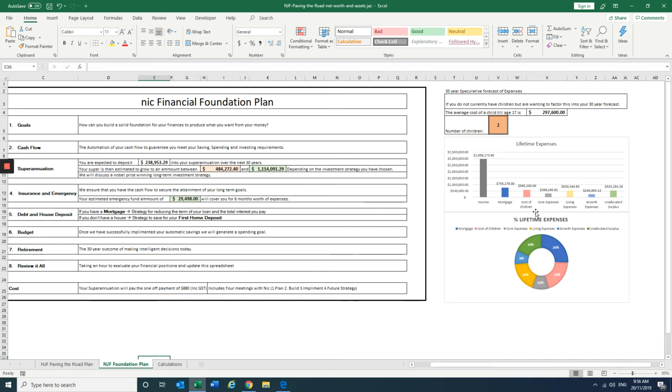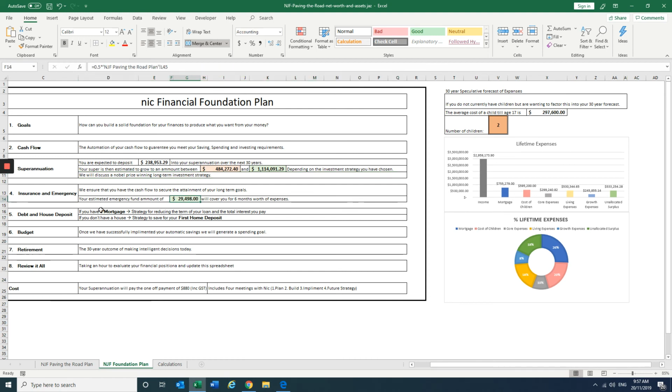So yeah, now going back into here, this is getting to the automation of your cash flow to make sure that you don't have to think about meeting your goals. It's just done automatically. The superannuation, I'm expected to deposit that much into my super in over 30 years. If I invested in a conservative super balance, I'm looking at around 484. If I invested in a high growth, I'm looking at about 1.1 million, which is a big difference. So I go through a Nobel Prize winning long-term strategy, which basically reduces your costs and increases your diversification to a whole lot of different assets and investment types.